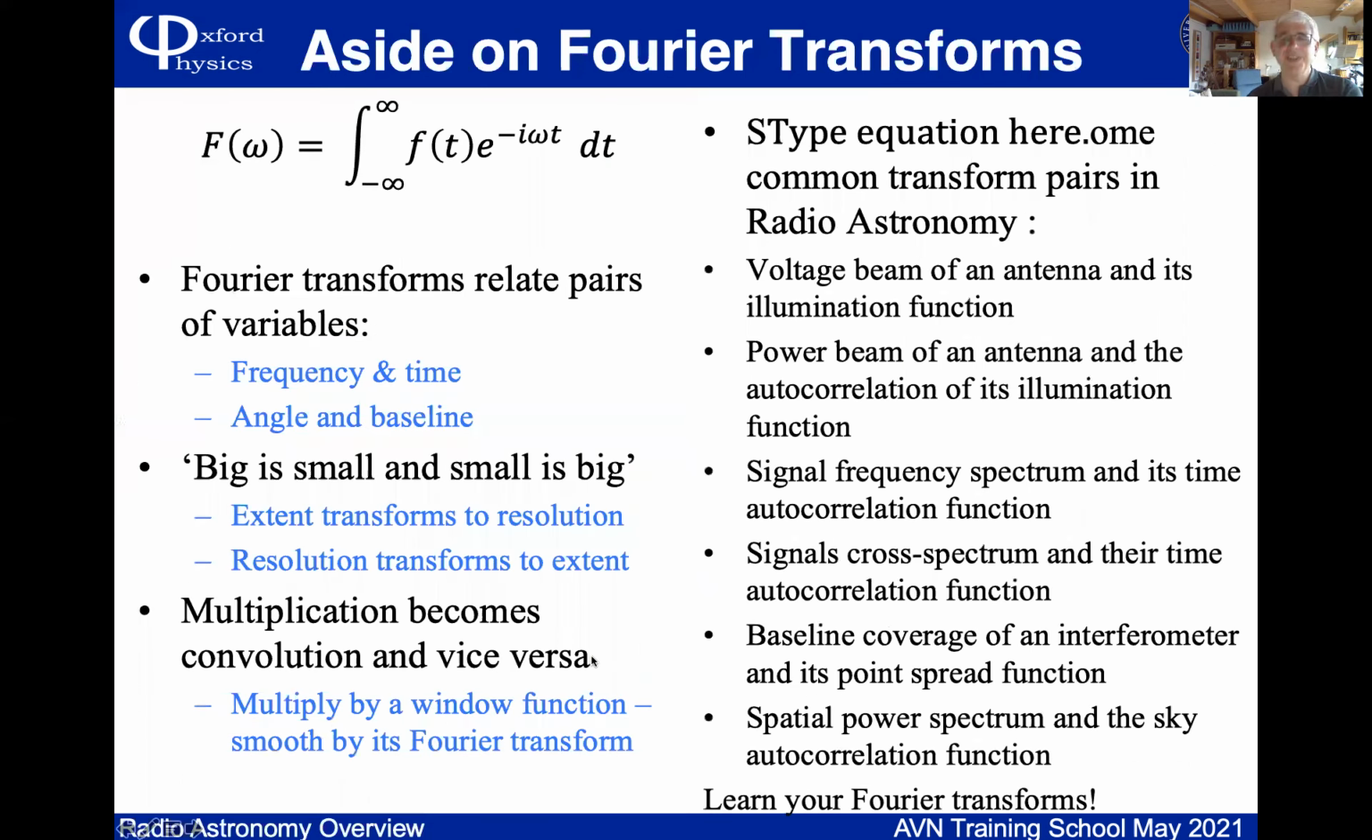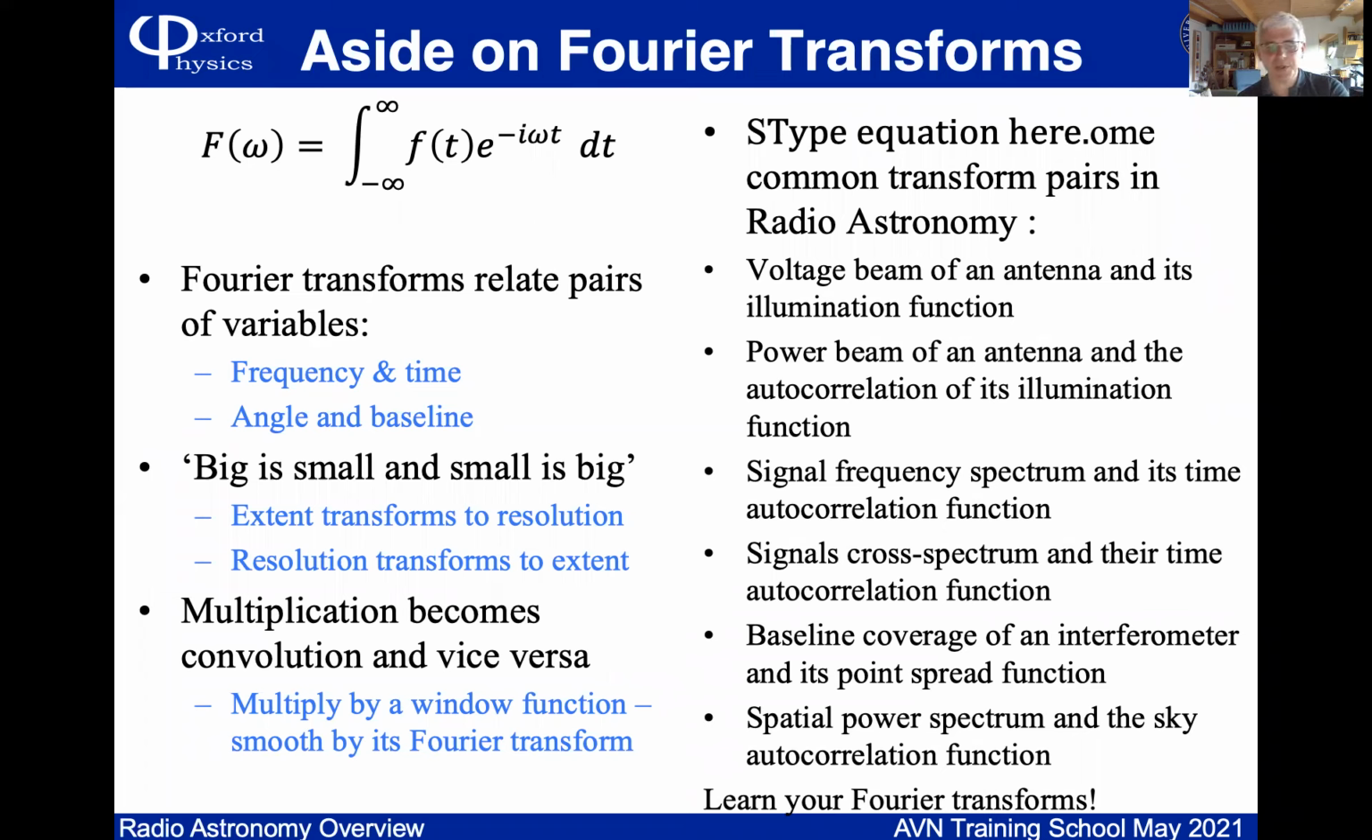I'll just very briefly, as we're talking about interferometers: interferometers necessarily bring up the subject of Fourier transforms, but you really can't get very far in radio astronomy without thinking about Fourier transforms. Fourier transforms relate pairs of variables, for example frequency and time, or angle and baseline. Going from one Fourier domain to another is essentially a very different way of looking at the same information.